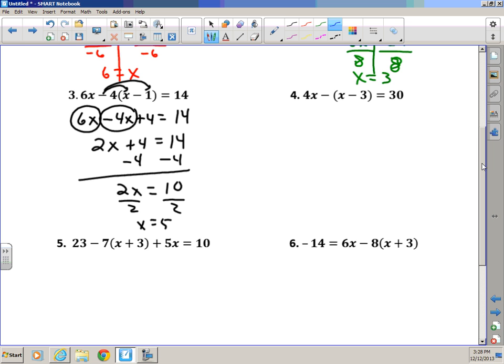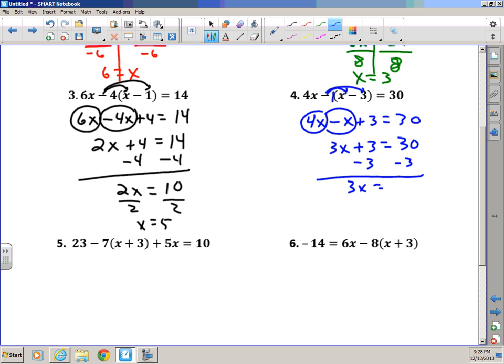Continuing on. Now, this one is a little tricky because what is immediately outside the parentheses is a negative sign. If there is no number there, there's an imaginary 1. So really what I'm distributing is a negative 1. Here are my like terms. 3x plus 3 equals 30. Subtract the 3. 3x equals 27. So x is 9. Okay.